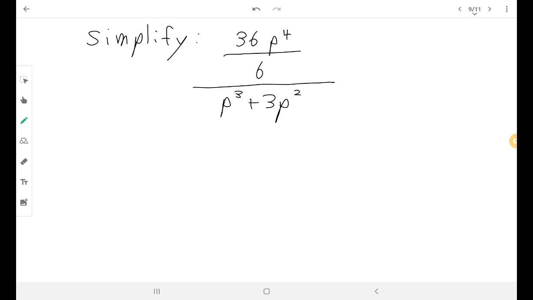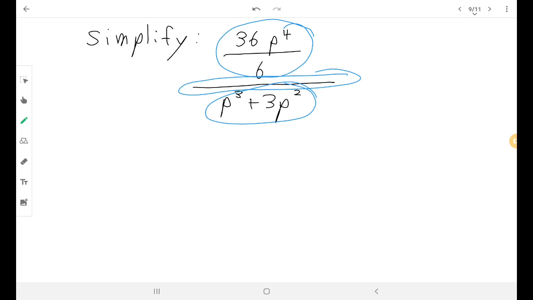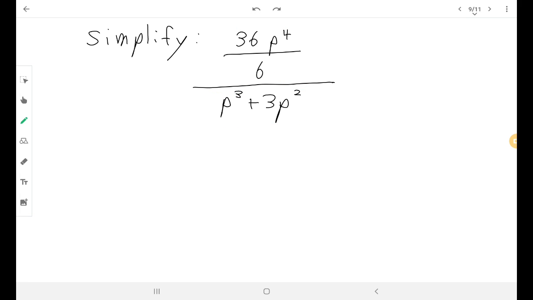But this is the same idea. You've got this thing divided by this thing. And the idea is to just do the same old keep, change, flip. Turn it into multiplication. Okay? So that'll be 36 p to the 4th over 6 times the reciprocal of this. And the reciprocal of that is simply 1 over that thing. And now I need to work on this. Okay? Pull apart as much as I can that makes sense.